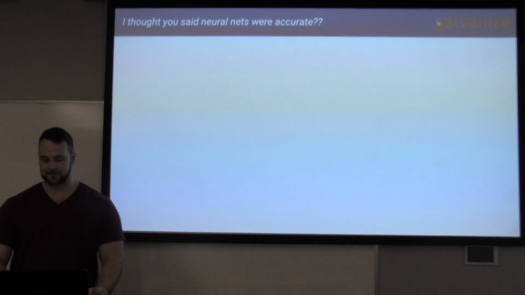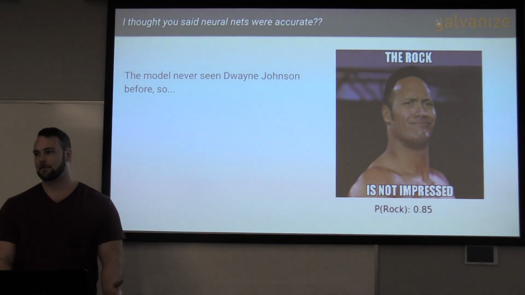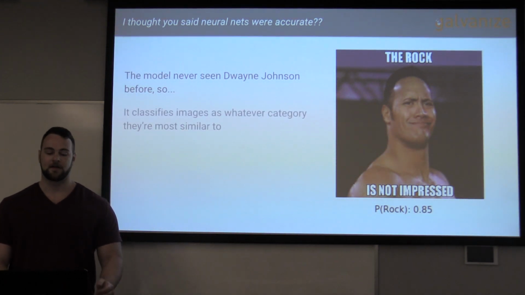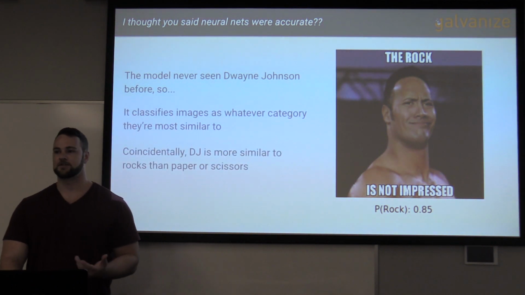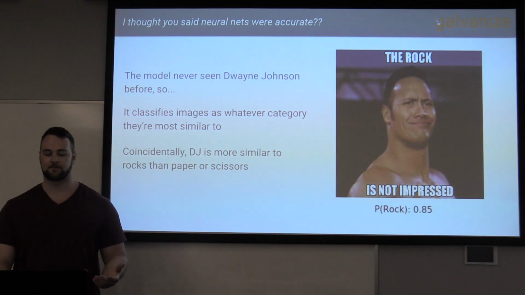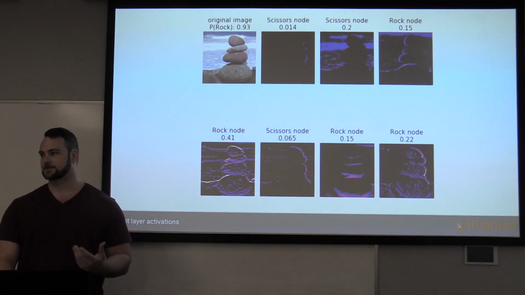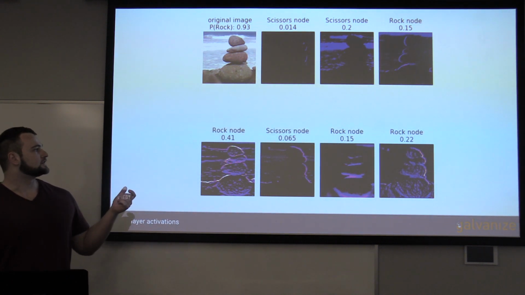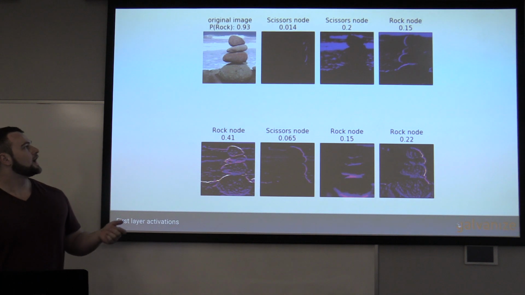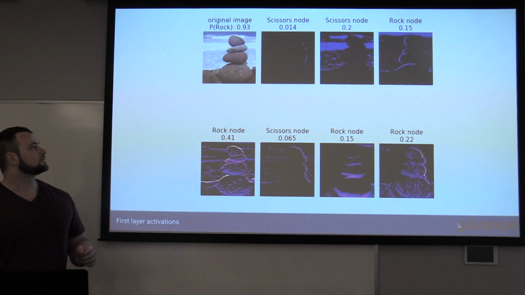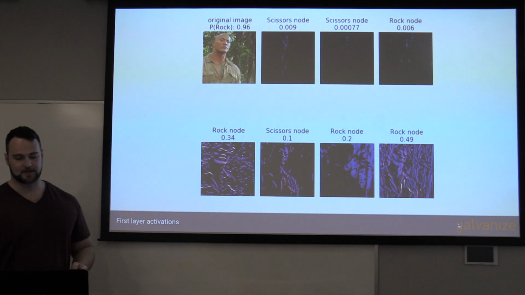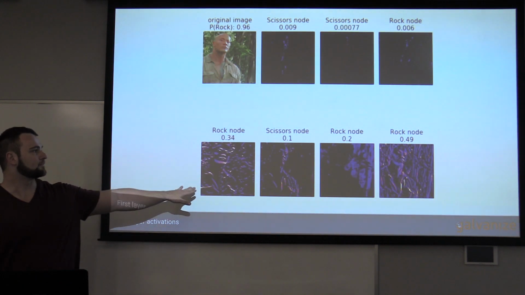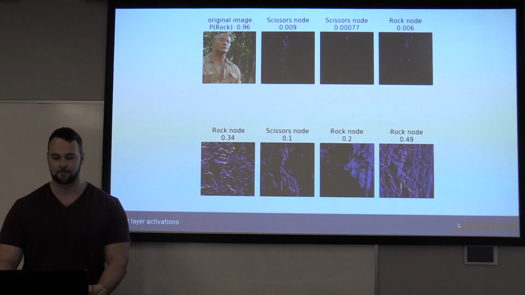Okay, I thought you said neural nets were accurate. Well, the model has never seen Dwayne Johnson before, so it classifies images as whatever category they're already most similar to. And in this case, Dwayne Johnson is more similar to rocks than to paper or scissors from the perspective of the neural net. You can see this if you look at the first convolutional layer that we feed things through. Each node in that layer is activated by either rock or scissors. And you can see that rocks are lighting up certain nodes, and that Dwayne Johnson also lights up those same nodes. If I flip back and forth, it's the same nodes that are activated.